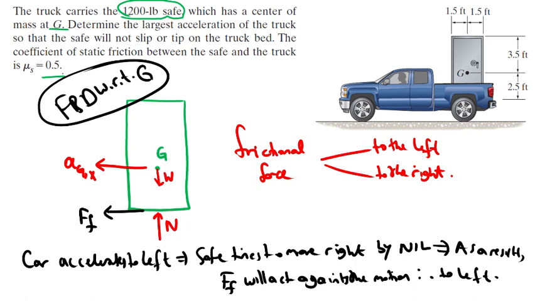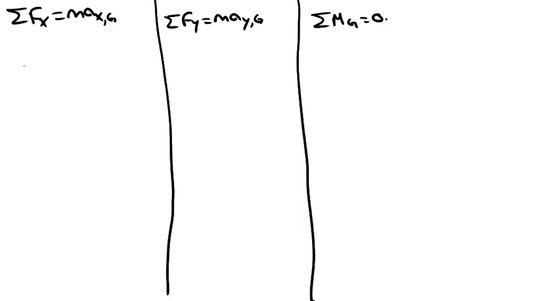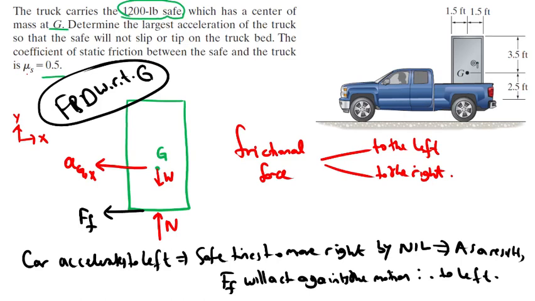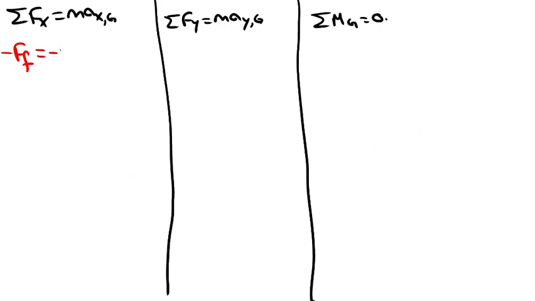The forces in x direction. This is our y, this is our x. We have a negative friction force, and that will be equal to negative m a_G in x direction. And then what are the unknowns? The F and then a_G. So we have two unknowns and one equation. Comes the second equation.